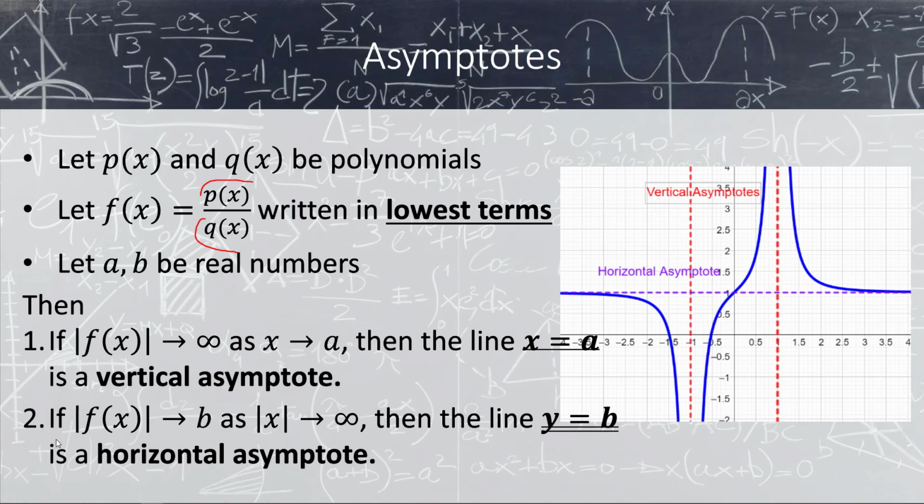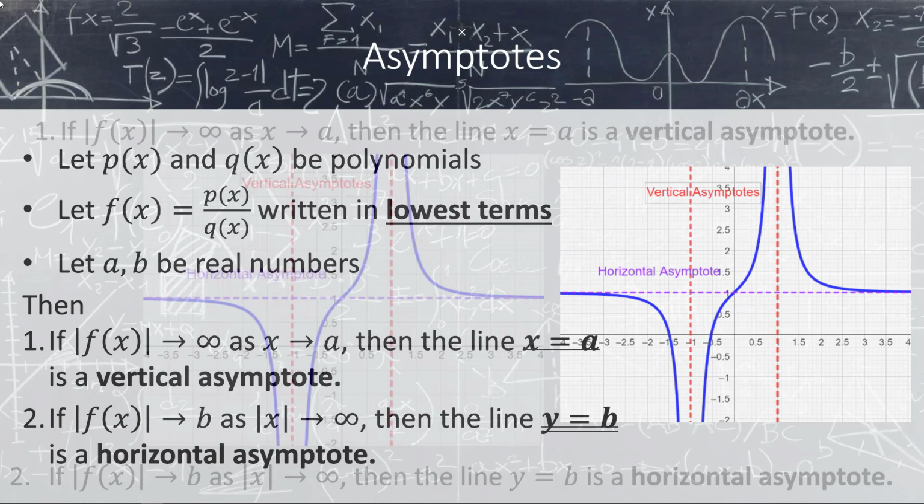Okay, number 2. If there is a horizontal asymptote, there isn't always one. So if f of x approaches b as the absolute value of x approaches infinity, so either in this direction or that direction, then the line y equals b is a horizontal asymptote. Now, not all rational functions have a horizontal asymptote. Some actually have what we call an oblique asymptote. And we will talk about how to figure that out.